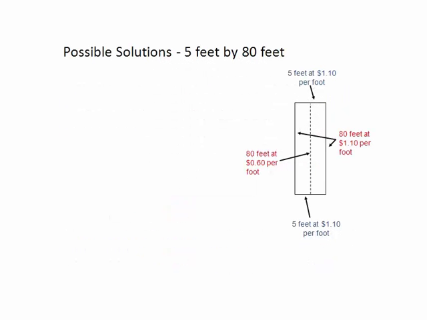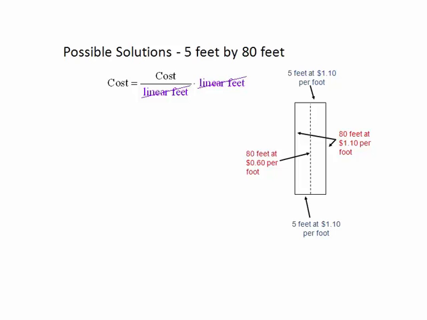Let's start with some possible dimensions and evaluate the cost of fencing for those dimensions. In this case, let's start with an enclosure that is 5 feet wide and 80 feet long to give an area of 400 square feet. The key is to make a diagram of this enclosure with each section of the fence labeled with its length and cost per length.